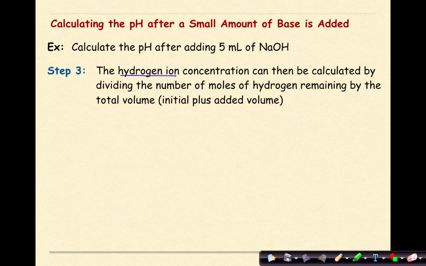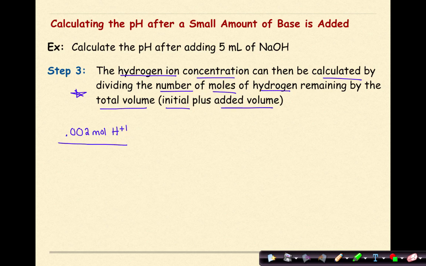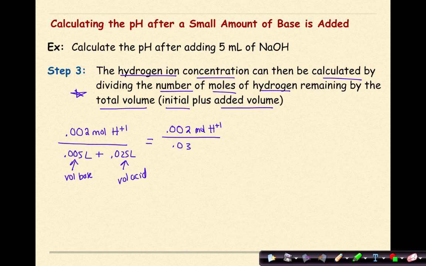Step 3: the hydrogen ion concentration can then be calculated by dividing the number of moles of hydrogen remaining by the total volume, initial plus added volume. And this is a key step here. So we have 0.002 moles of hydrogen ions remaining after we removed those hydroxide ions to neutralize it. We added 0.005 liters, and that came from the volume of the base. And we need to add that to our original volume of acid, 0.025 liters, which is the volume of acid that I started with. So I'm going to have 0.002 moles of hydrogen ions divided by 0.03 liters of total solution. So this is my total volume.